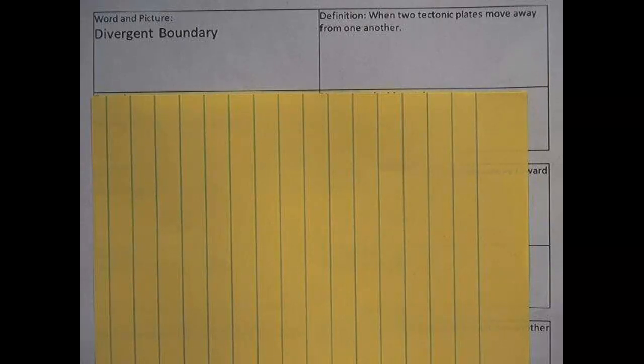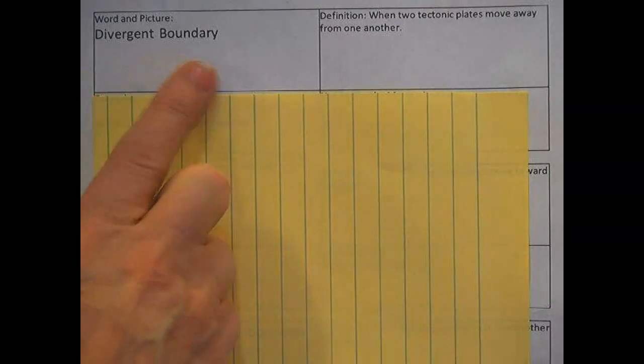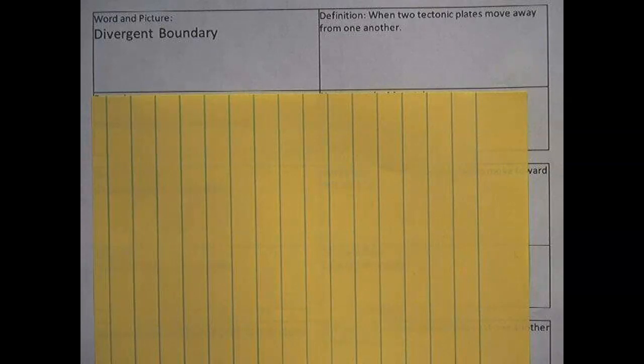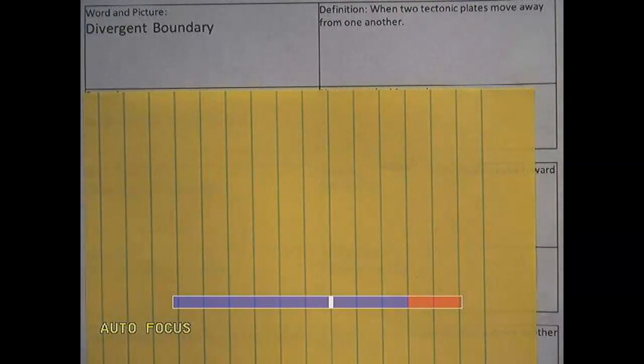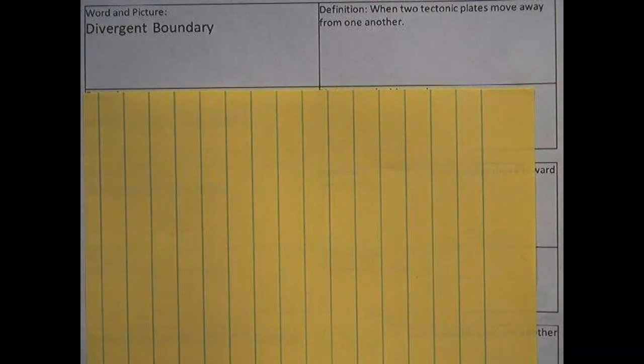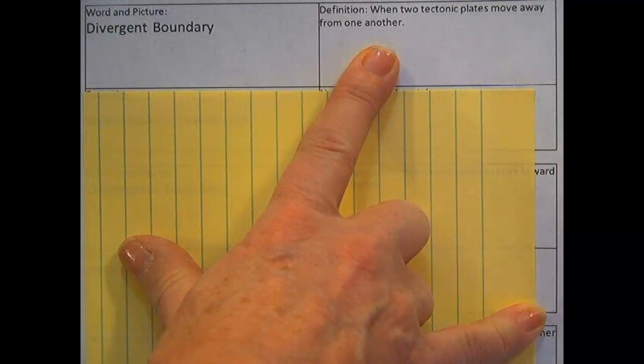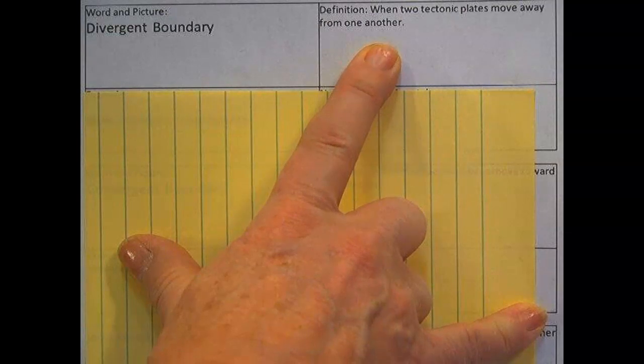All right, we are going to go ahead and create our glossary for 3 key terms for the way that different plates can interact, different types of boundaries. And as you can see, our first type is called a divergent boundary. And so we're going to go ahead and get that as our first definition word. And our definition is when 2 tectonic plates move away from each other.